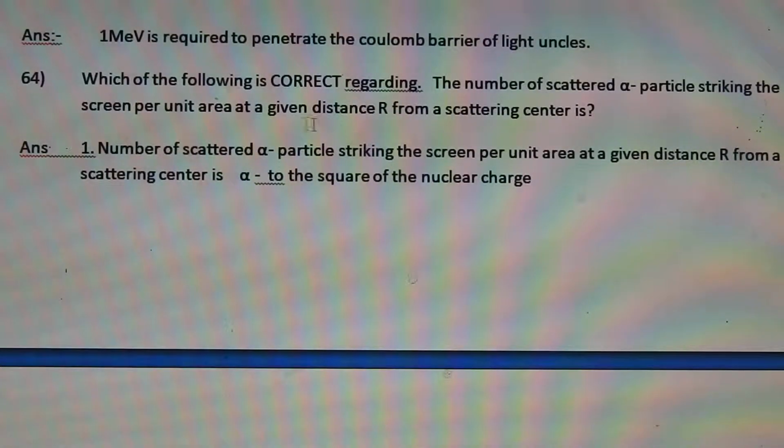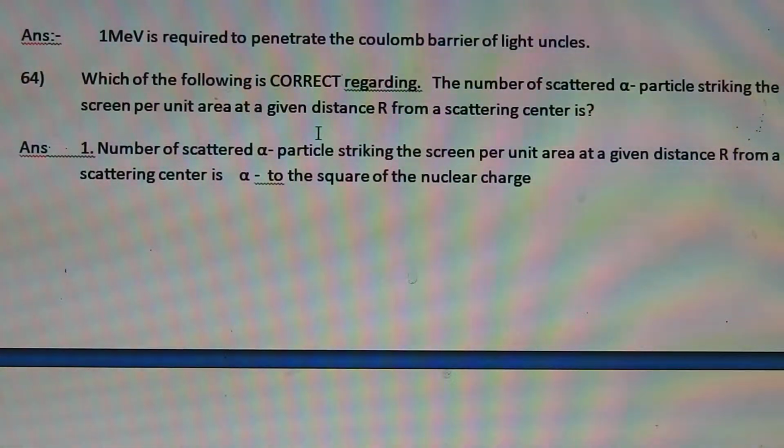Now, which of the following is correct regarding the number of alpha particles striking the screen per unit area at a given distance r from the scattering center? So on the screen, how many particles are incident per unit area at a distance from the scattering center? The number of scattered alpha particles striking the screen per unit area at a given distance r from the scattering center is proportional to the square of the nucleus charge.